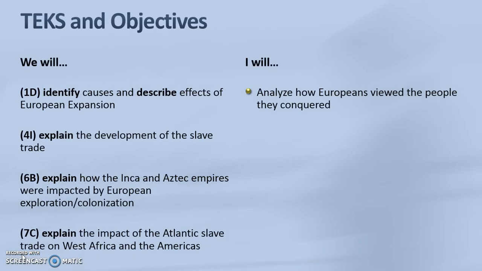In this lesson we are going to identify causes and describe effects of European expansion. We will explain the development of the slave trade. We will explain how the Inca and Aztec empires were impacted by European exploration and colonization. And we will explain the impact of the Atlantic slave trade on West Africa and the Americas. By the time that we are done with this lesson, you will have analyzed how Europeans viewed the people that they conquered.